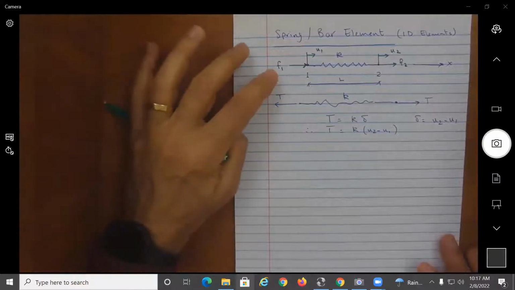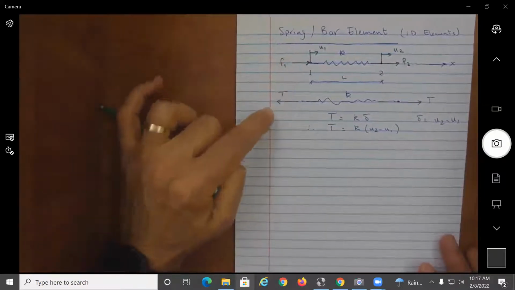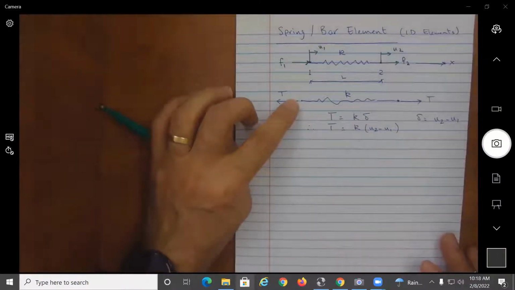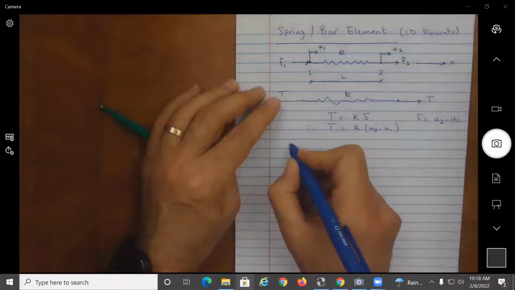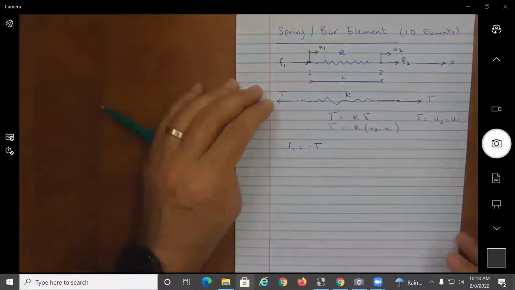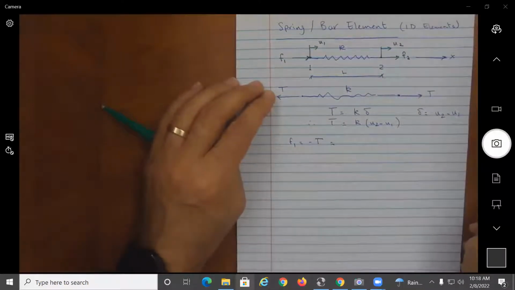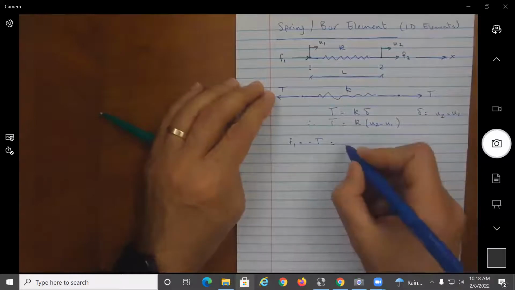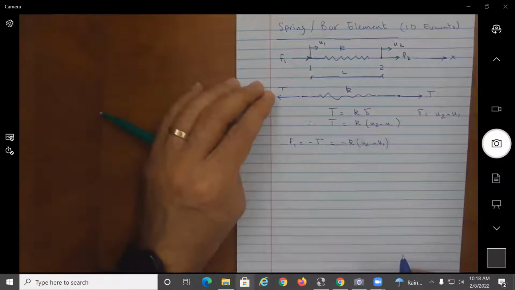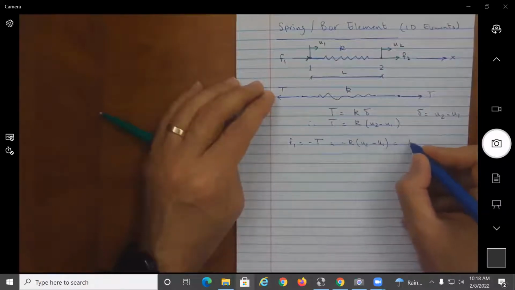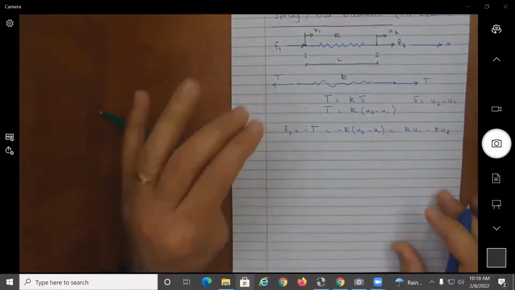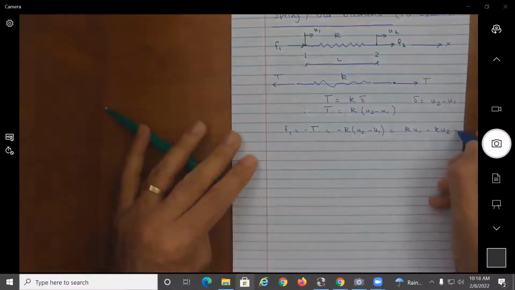Now let me compare the top figure to the bottom figure. Based on the bottom figure, I can say that F1 is equal to minus T, which I can write as equal to minus K times (U2 minus U1). Or I can write it as K U1 minus K U2. And I'm going to call this equation 1.